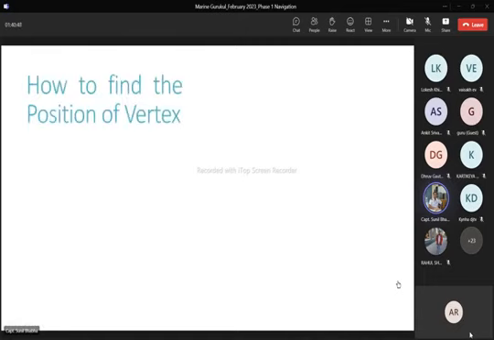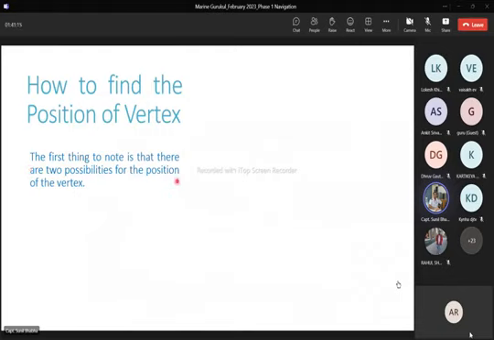Now, having understood the concept of vertex and its different properties, we are now going into how to calculate or find out the position of a vertex for a particular great circle track. Now, the first thing which we need to appreciate, a very important point for getting the position of the vertex, is that there are two possibilities for the location or position of the vertex. What are these two possibilities?